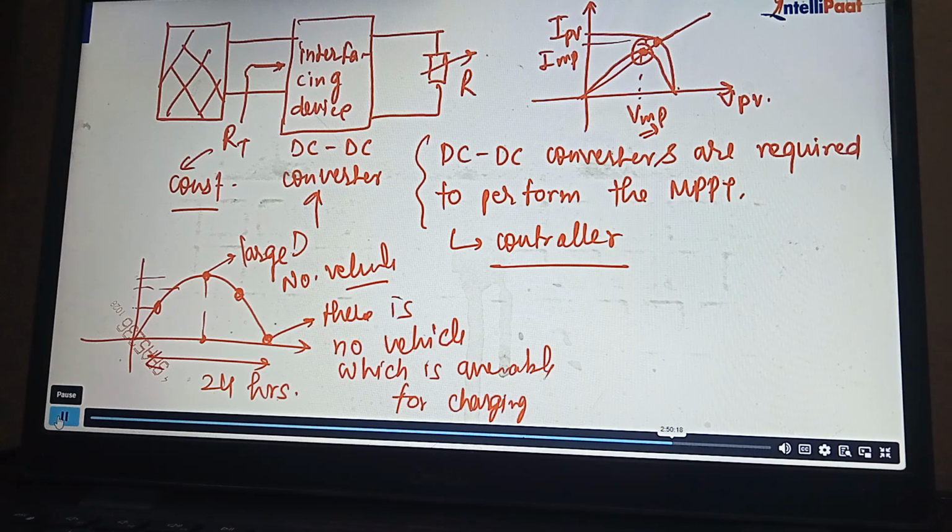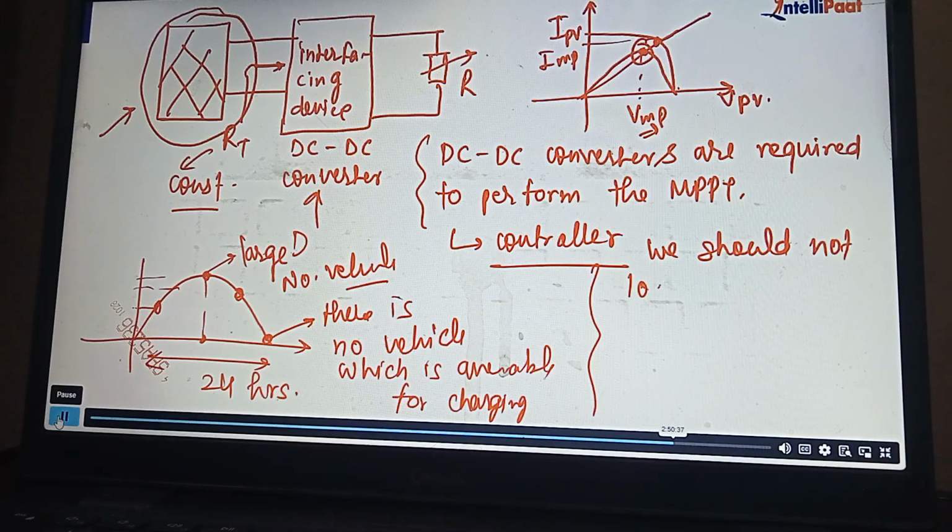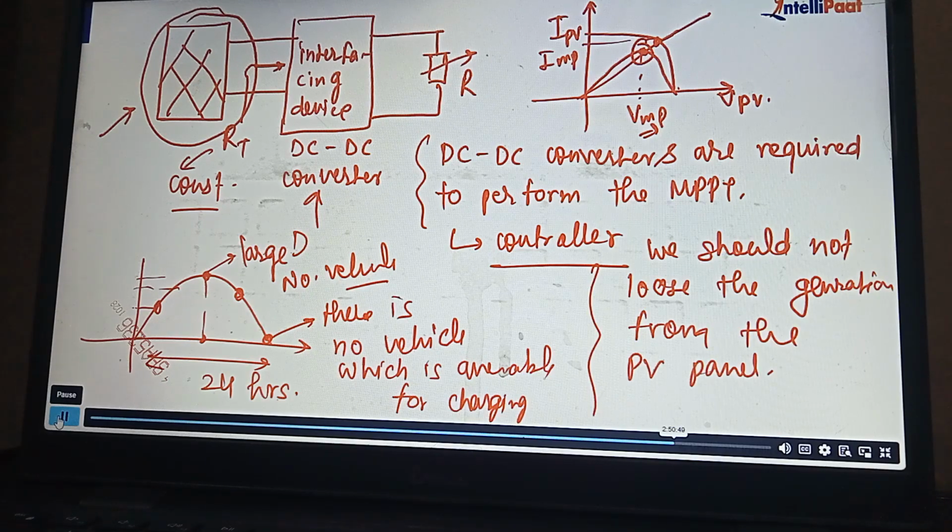So this way we are defining the different loading conditions, but under dynamic loading condition we should not lose the generation from the PV panel, right? Correct? So that is the main idea. If the load is changing throughout the day, that is fine. But it is not that if the load changes, you get only that purpose.